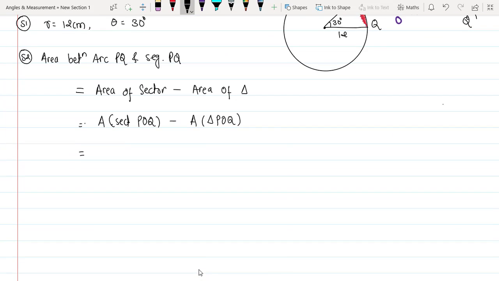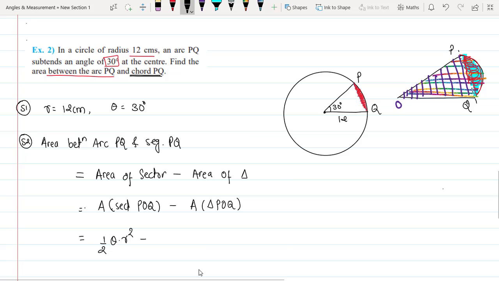So let's write that. It's 1/2 theta into r square minus area of a triangle. How much is the area of a triangle? For that we should have the height of this triangle. Let's take this as point M. How will you get this height PM? If this is 12, how much will this side OP be? 12 only. That's great.